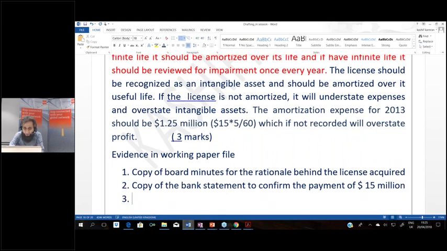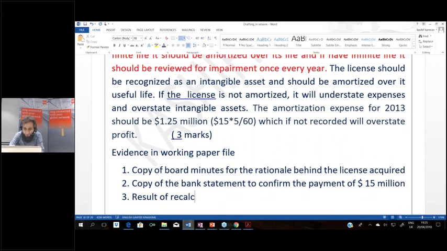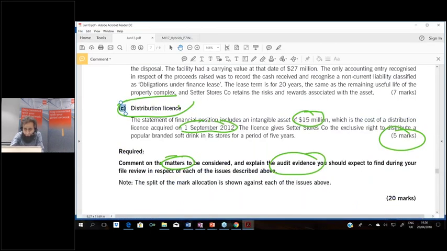Then I can have results. I hope you remember my day 3, results of recalculation, which you just did. Results of recalculation of amortization expense. That is $1.25 million, right? I can have the copy of the board minutes for that. That's exactly for this point, $15 million.